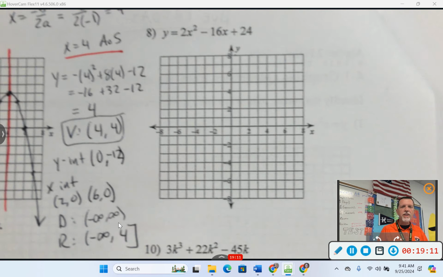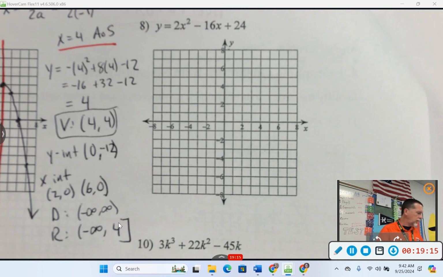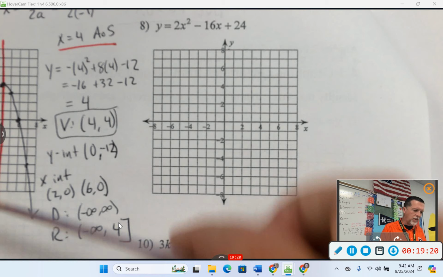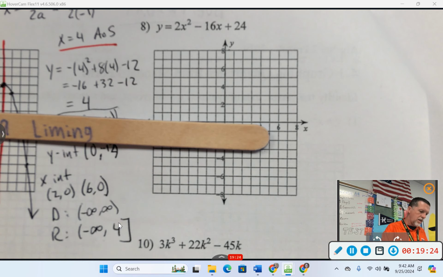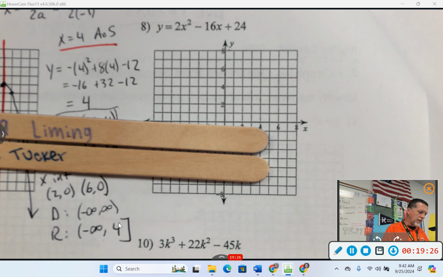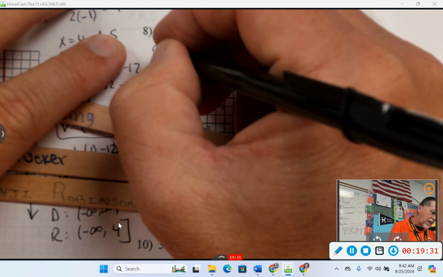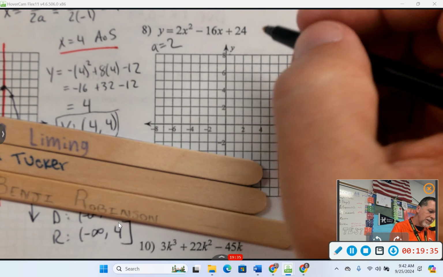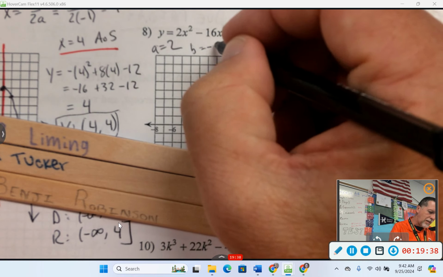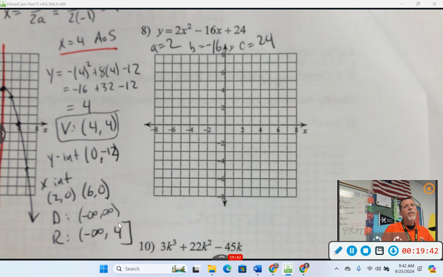All right, one more together. Why don't you try number 8? You know what? Let's do a couple things together first. So, Bella, what's A equal to in number 8? 2. Ella, what's B equal to? And Benji, C? 24. Okay.